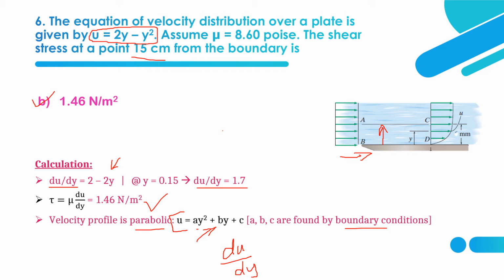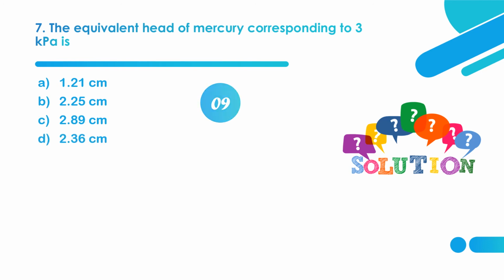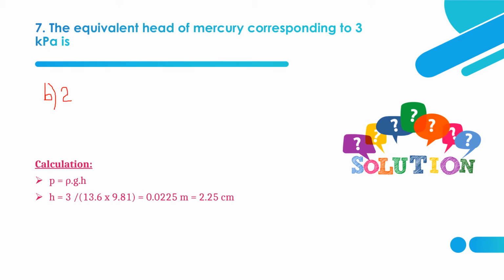Now let's move on to the seventh question. The equivalent head of mercury corresponding to 3 kilopascal is. This is based on Pascal's law. We have to use that Pascal's law formula for pressure in static fluids to find the answer. A basic simple problem. They have given the pressure value as 3 kilopascal. We have to use the specific gravity of mercury value to find the answer for equivalent head. So the correct answer is option B, 2.25.